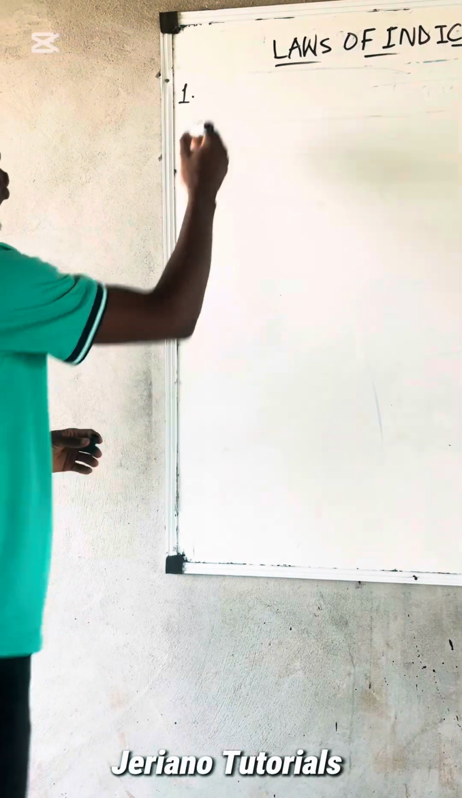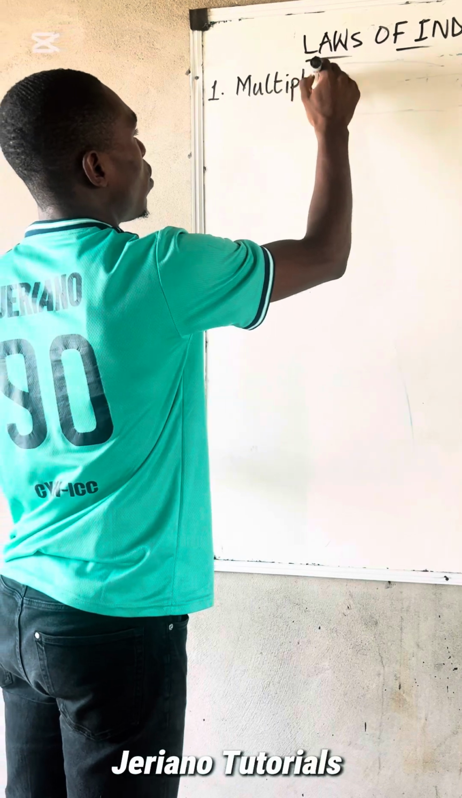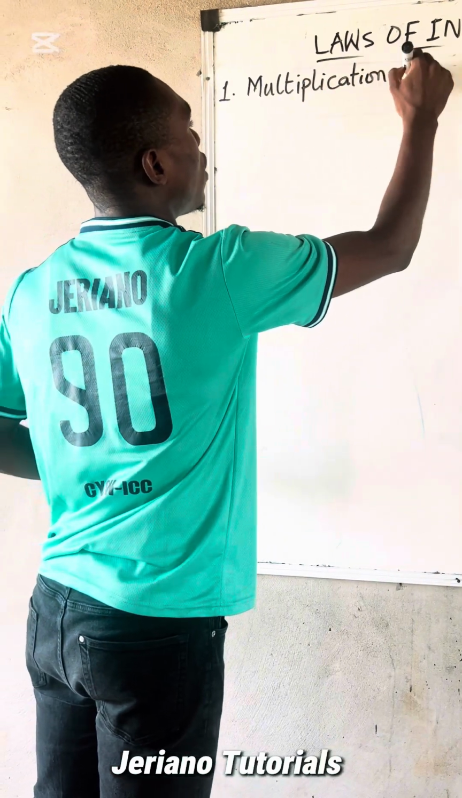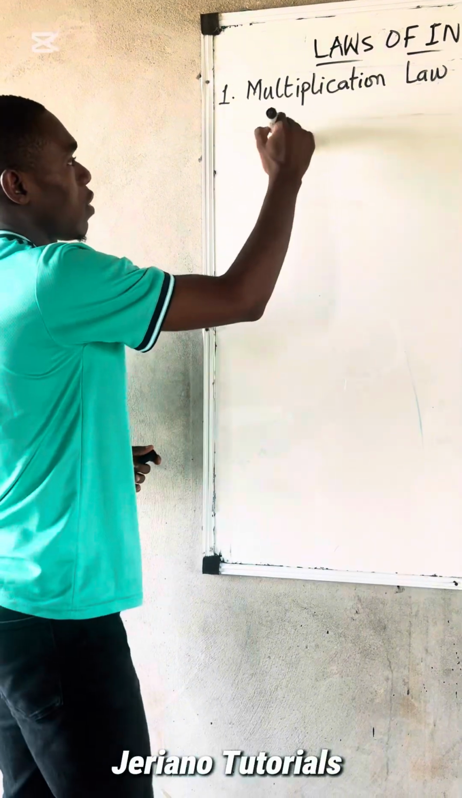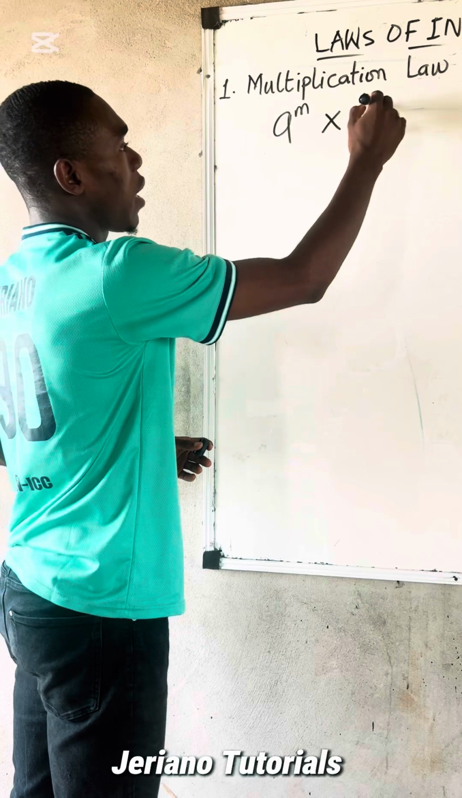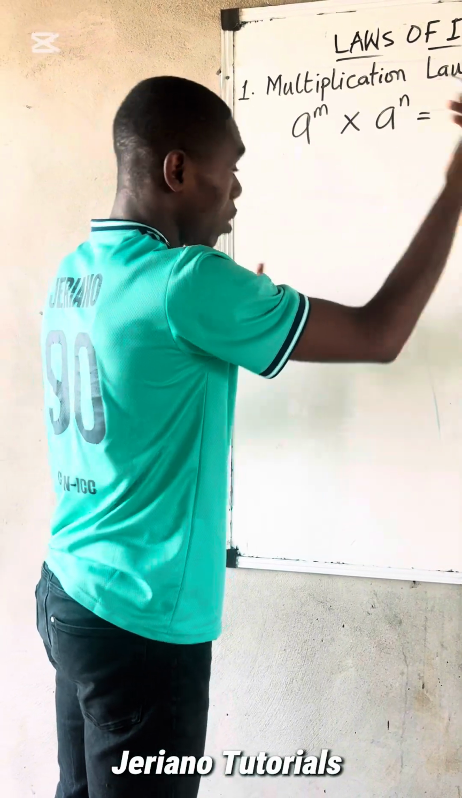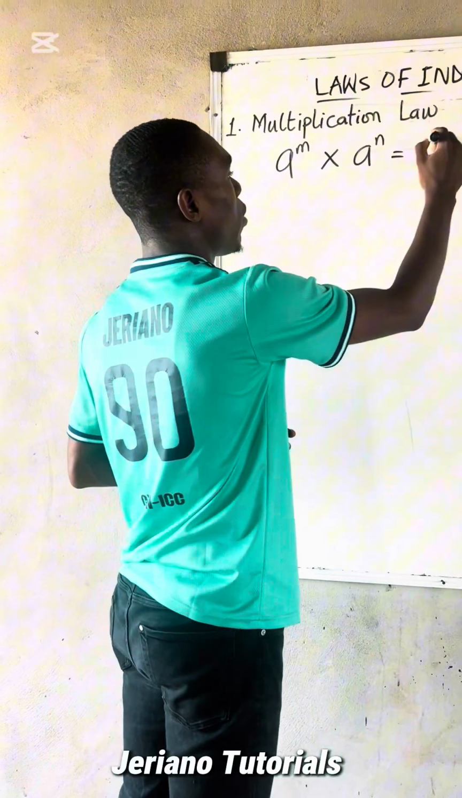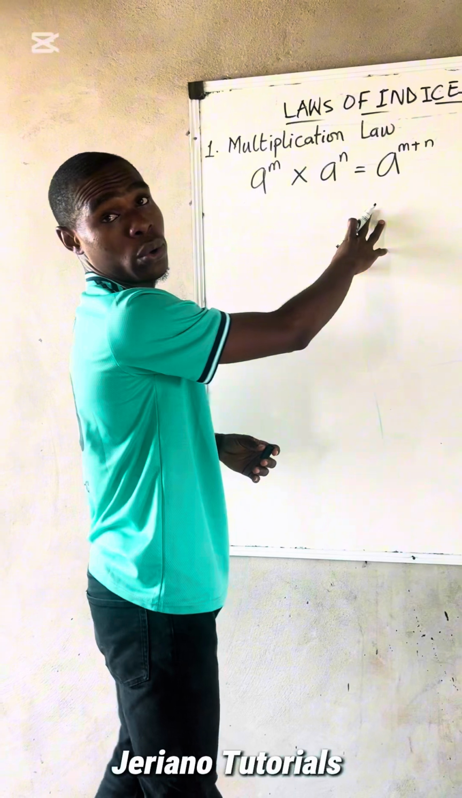The first one, we have the multiplication law, and it says where a base is raised to a power multiplying on the same base with a different power or even the same power, what you do, you pick one base and then you add up the power. That is the first law.